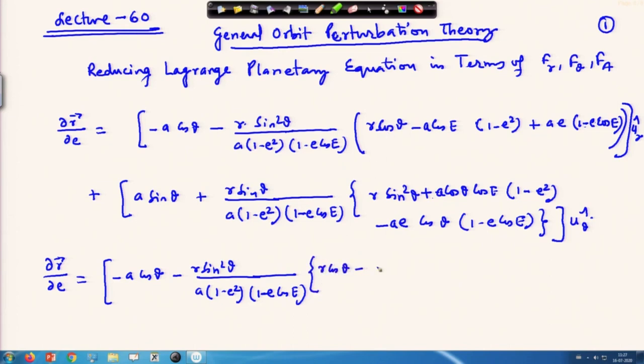R cos theta, then we are expanding it: a cos e minus a times e square, minus that gets plus a times e square cos e, plus a e minus a e square cos e, times u r cap, and plus this term here, a sin theta.